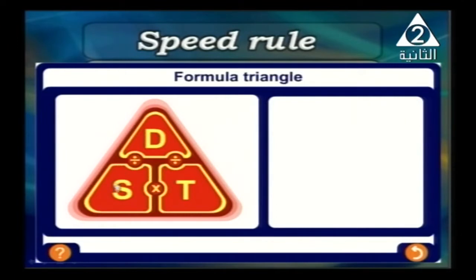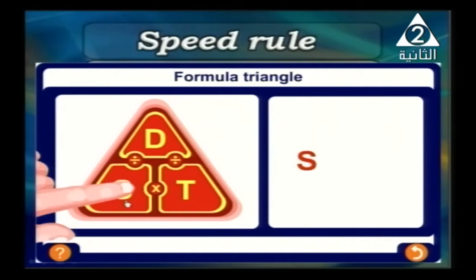What's meant by this? This is the magic triangle. If I need to calculate S, the speed, I put my hand like this to cover the S. So S means D divided by T. And we have another one.